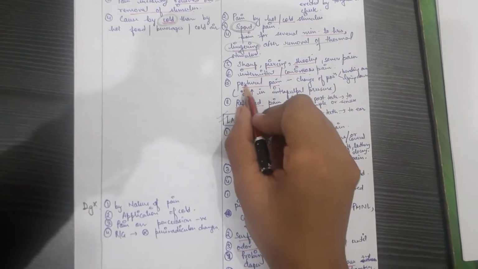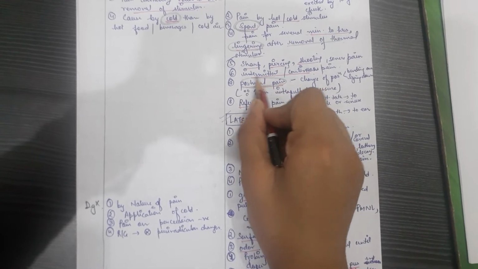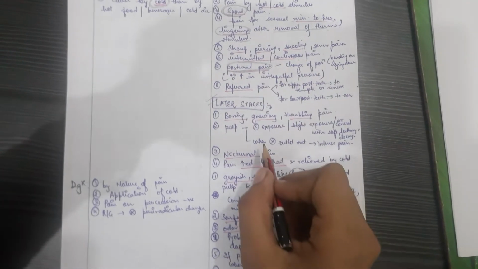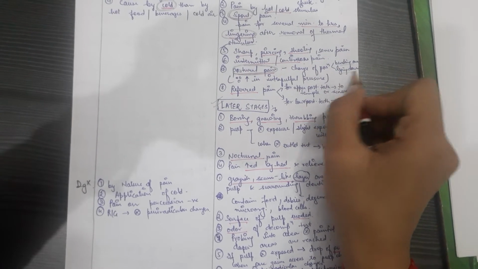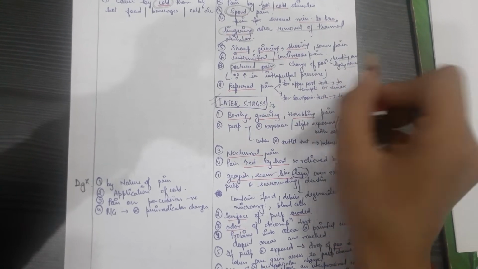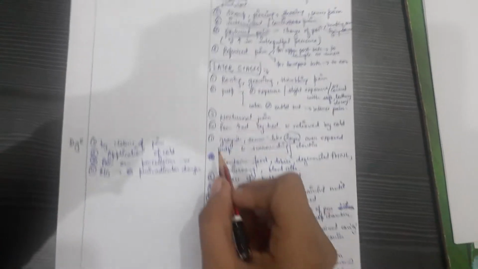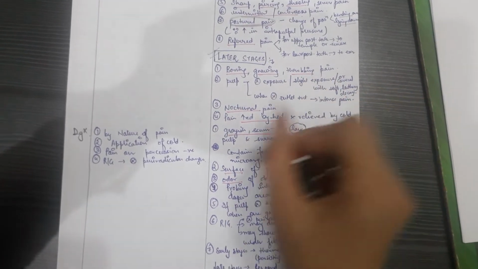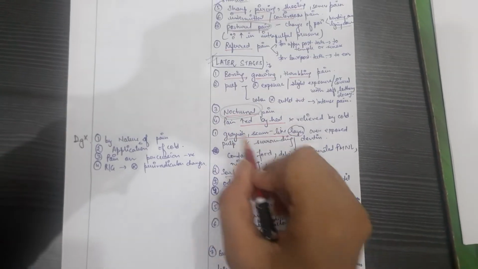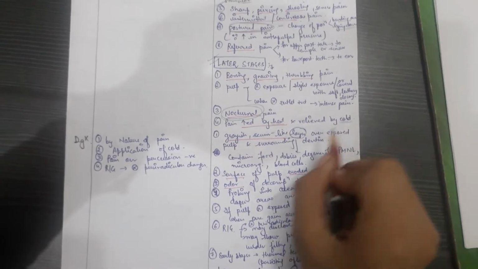The other main important feature is postural pain, which occurs in irreversible pulpitis. That is, change of position, such as bending down or lying down, can cause pain. Referred pain, and in later stages the pain is boring, gnawing, throbbing. Nocturnal pain, pain increased by heat or relieved by cold.